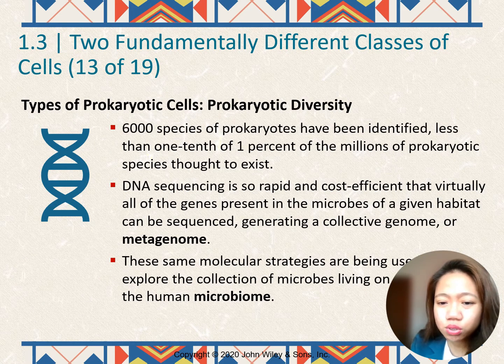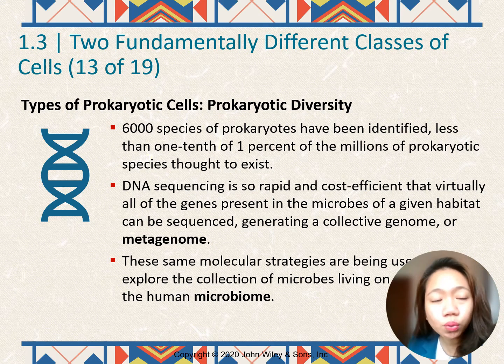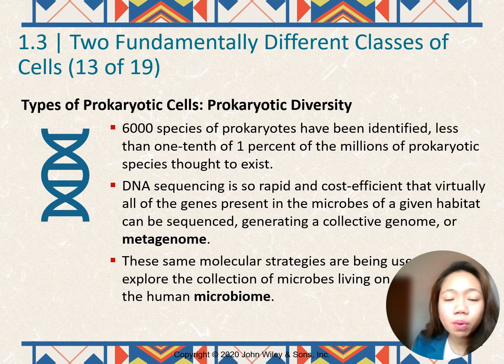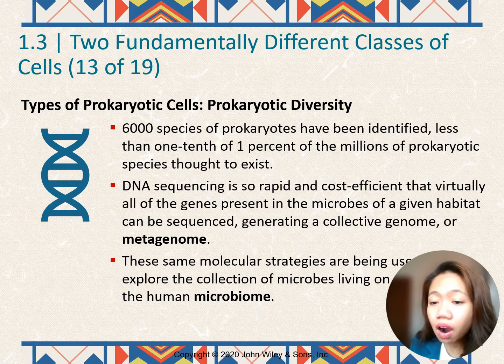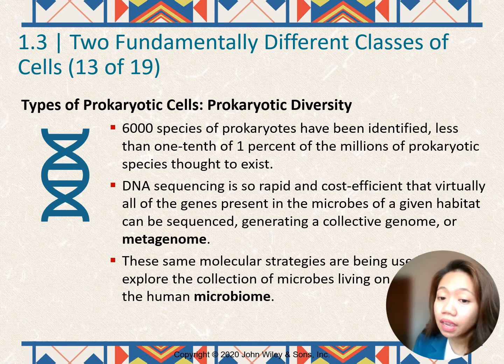Okay, so how much do we know about prokaryotes as of now? We currently know that there are 6,000 species of prokaryotes identified, but scientists estimate that this is only 1/10 of the millions of prokaryotes that are living here on our planet. They are quite difficult to study, especially since they are very small and quite diverse, and it's difficult to identify them physically.